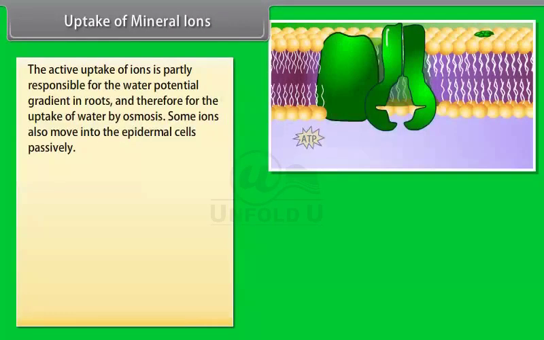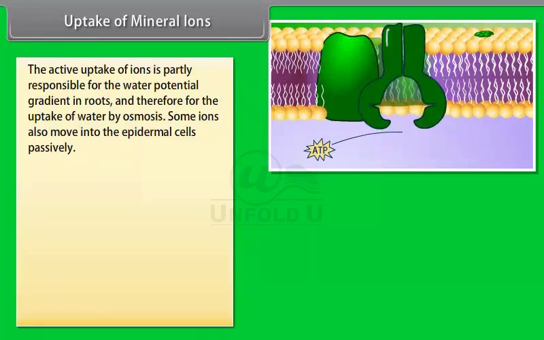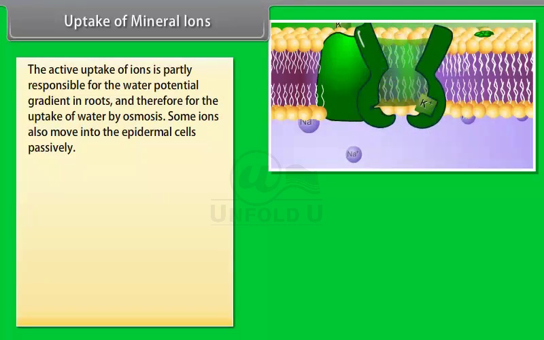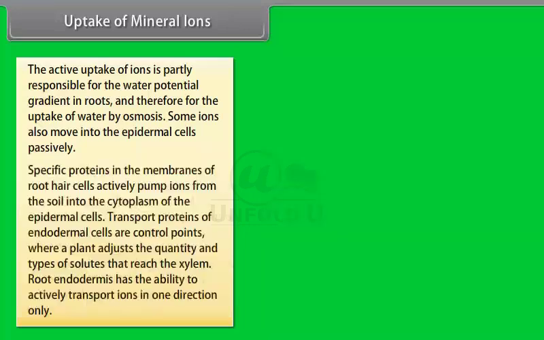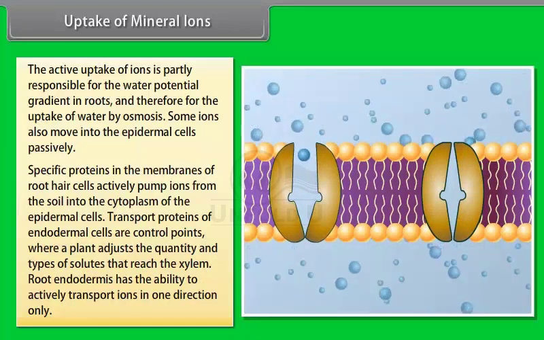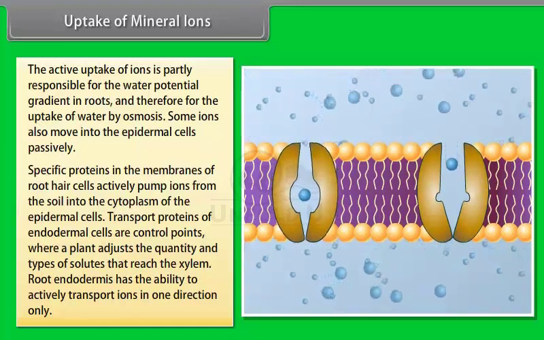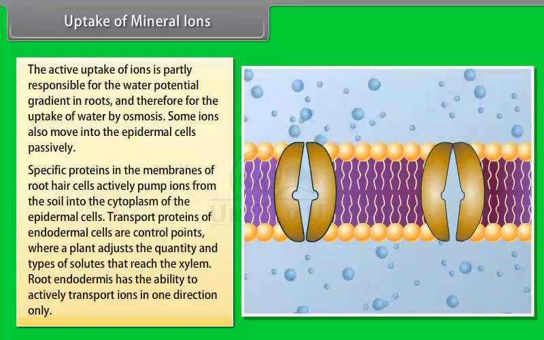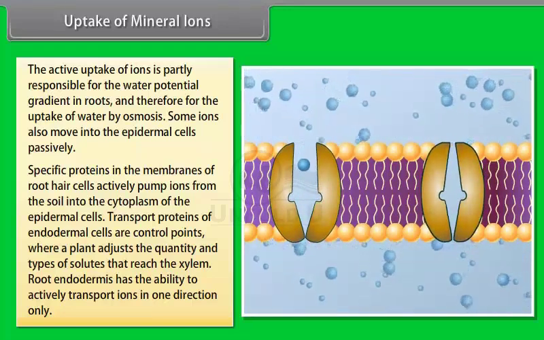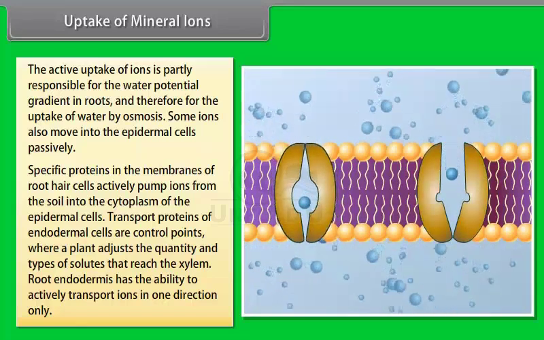The active uptake of ions is partly responsible for the water potential gradient in roots and therefore for the uptake of water by osmosis. Some ions also move into the epidermal cells passively. Do you know the fact that ions are absorbed from the soil by both passive and active transport? Specific proteins in the membranes of root hair cells actively pump ions from the soil into the cytoplasm of the epidermal cells. Like all cells, the endodermal cells have many transport proteins embedded in their plasma membrane.